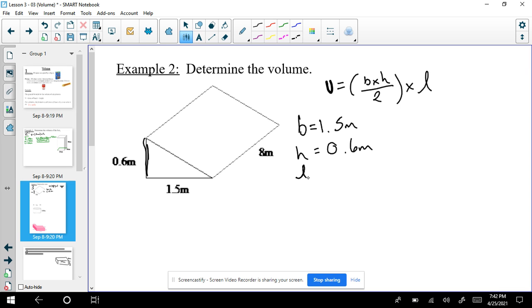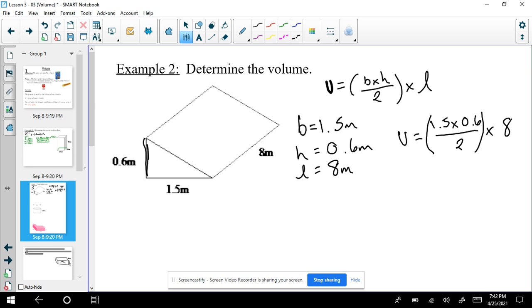And my length, or I guess this could be how tall, would be 8 meters. Okay, so then we take this information and we plug it into our equation. So our volume equals my base, which is 1.5, times my height, which is 0.6, and then divided by 2. I'm going to put the rest in brackets, times my 8 meters.